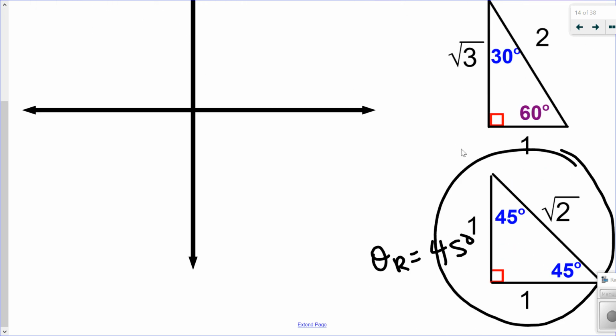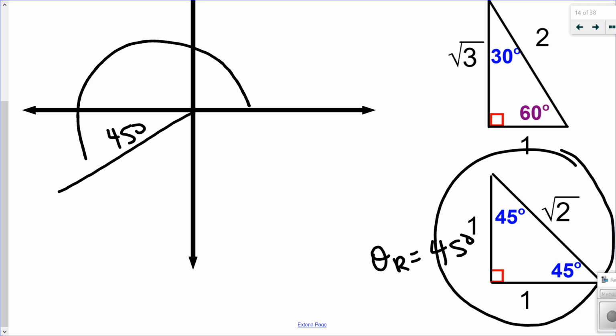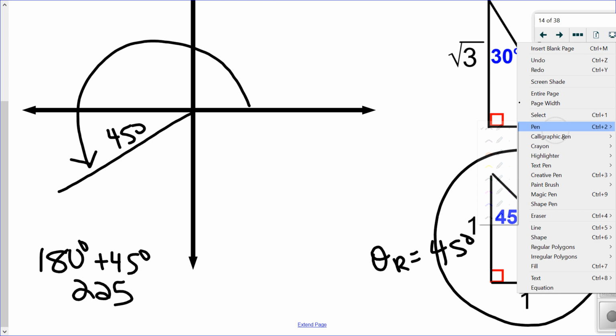So let's draw a little sketch. Here in quadrant number 3, 45-degree angle, what would the angle be? All the way to here. So all the way to there is 180 plus 45. That's my first possible answer. 180 plus 45, 225. That's one possible angle.